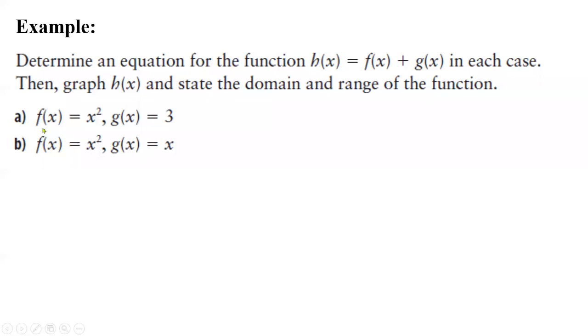So first of all, f(x) equals x squared and g(x) equals 3. And then we find h(x) equals f(x) plus g(x). Second question, when f(x) equals x squared and g(x) equals x, we find h(x) and sketch the graph of h(x). Okay, so first of all, I'll give you 10 minutes to think about this question by yourself. And after that, we'll have a look at the solution together, okay?